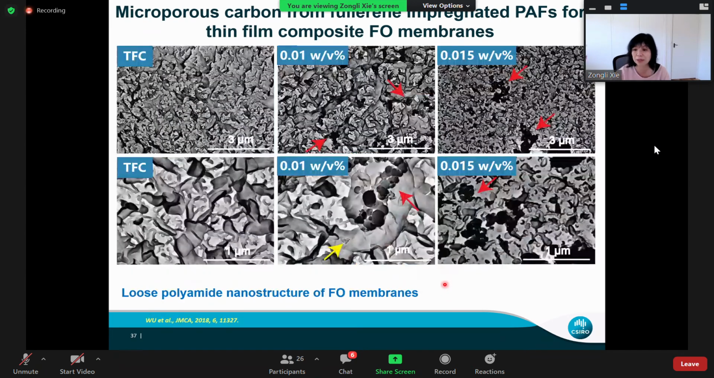And the reason for that, if you just look at the structure, compared with the pristine membrane, we are forming a loose structure of the thin film composite. Again, adding too much is not a good thing, because with too much we have seen agglomeration, and those structures started forming defects.